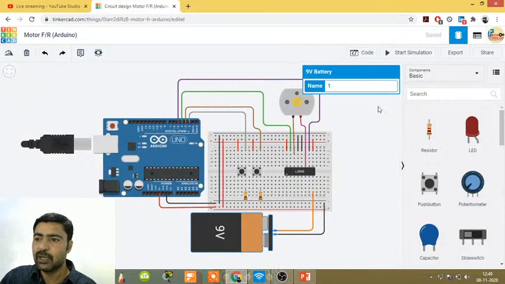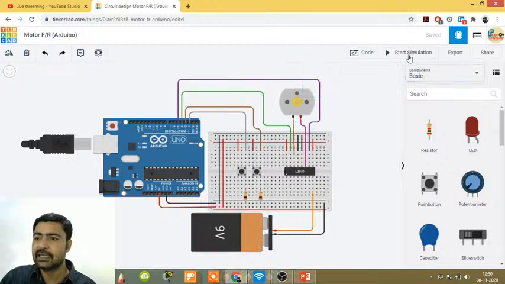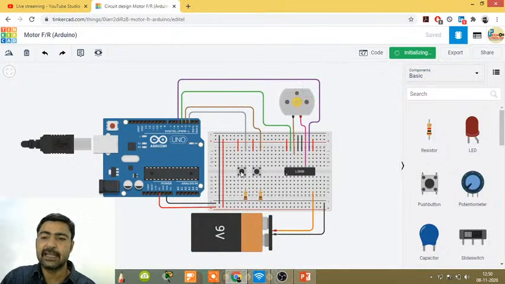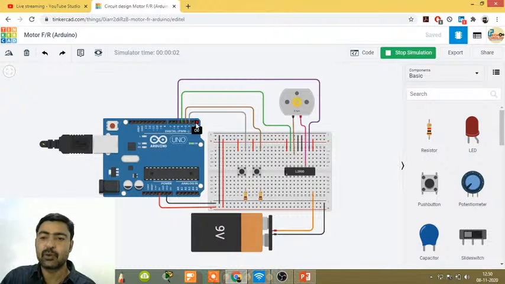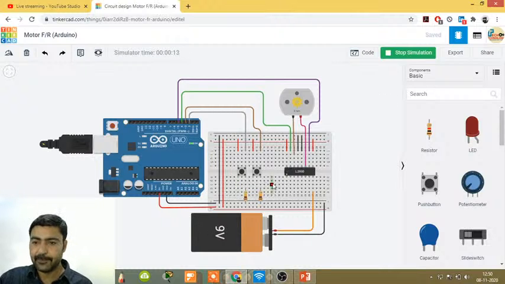Then when we check the simulation here, you will see that we have two push buttons, and these two push buttons will be sending the signal to pin number 2 and pin number 3. So these two pins will be sending the status. When I press the first push button, my motor is driving in forward direction. That means if I press the first button, I am sending high on pin number 2 and 0 on pin number 3. So motor is driving in forward direction.